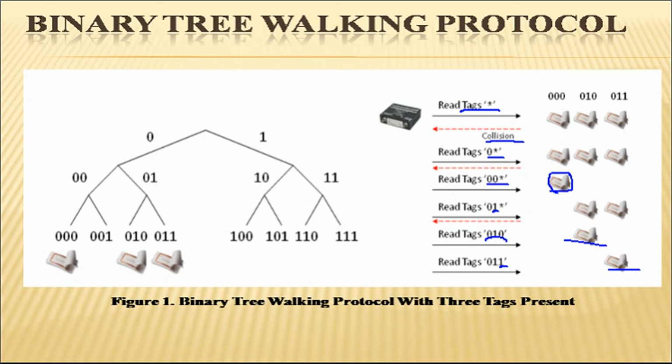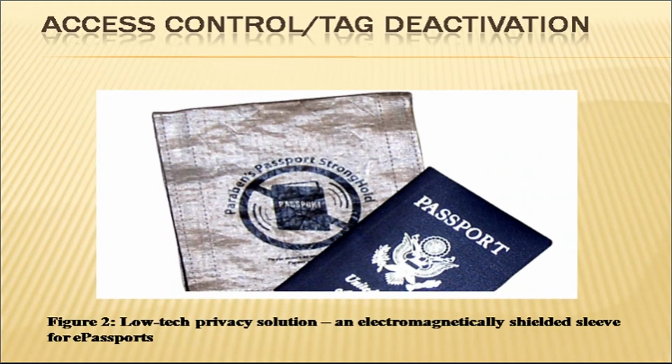So these were the solutions for anti-collision protocols. The next solution is very simple, which is for preventing access control. As you can see in the diagram, a simple metal mesh or foil can be used to enclose the tag. Now with the inclusion of RFID tags into passports, a number of vendors are offering coated sleeves for protecting the passport while not in use.